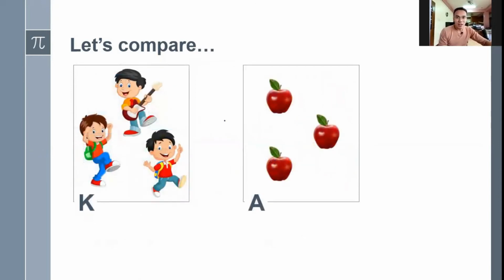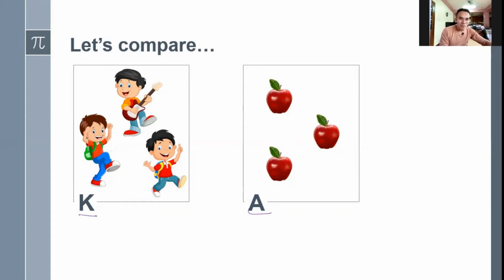Let's compare the number of children and the number of apples. The group of children is named as group letter K, and the group of apples is named as group letter A. Let's see which group has more and which group has less. What we're going to do is match.